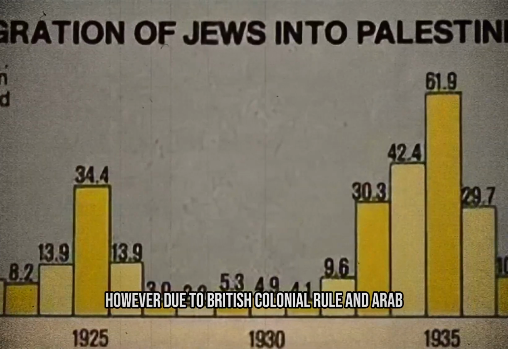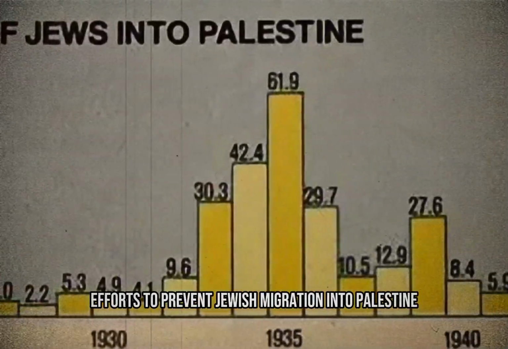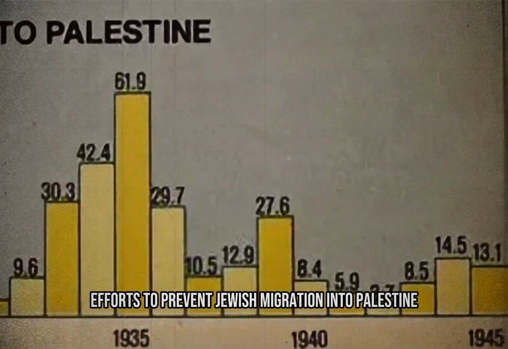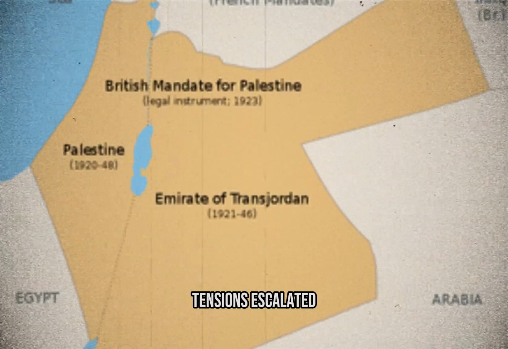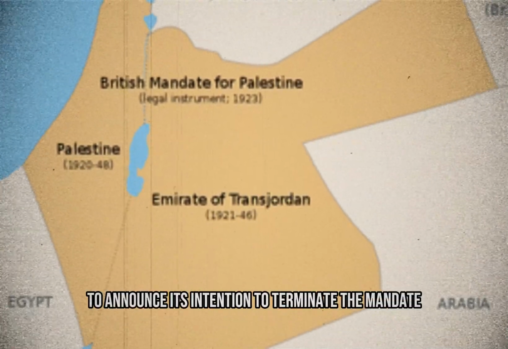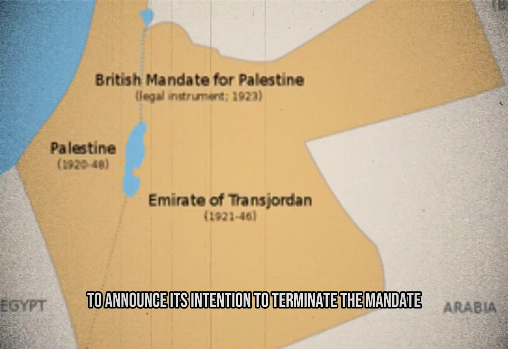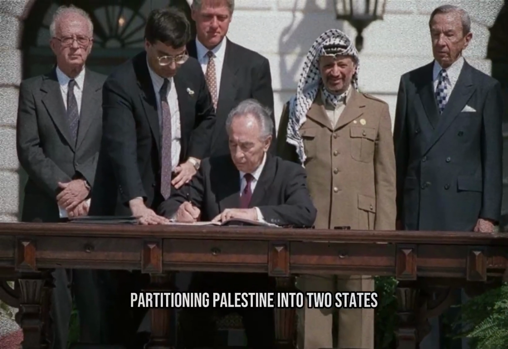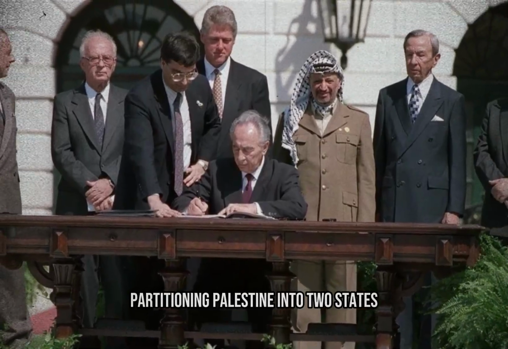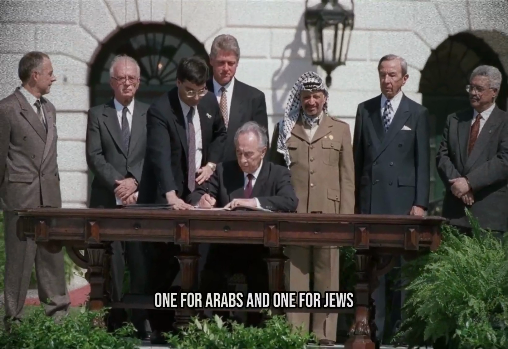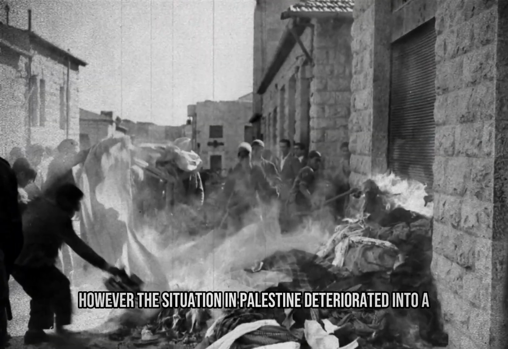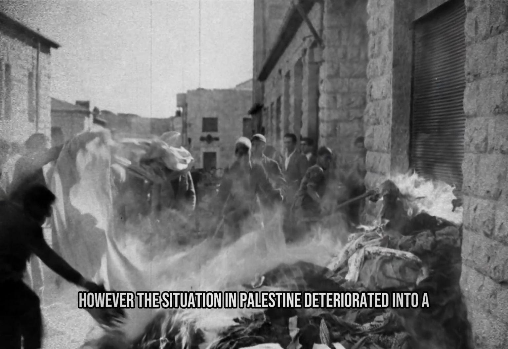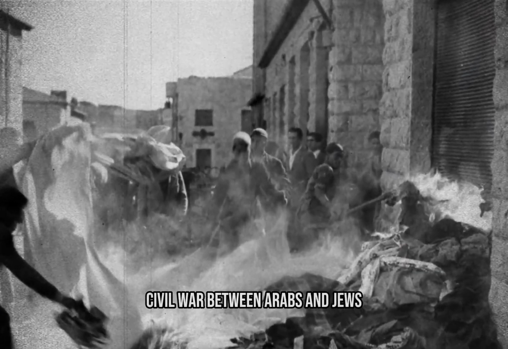However, due to British colonial rule and Arab efforts to prevent Jewish migration into Palestine, tensions escalated, eventually leading the British government to announce its intention to terminate the mandate in 1947. The United Nations recommended partitioning Palestine into two states, one for Arabs and one for Jews. However, the situation in Palestine deteriorated into a civil war between Arabs and Jews.